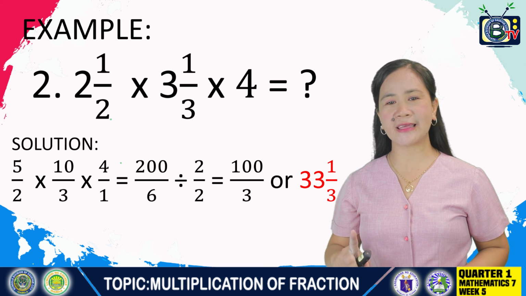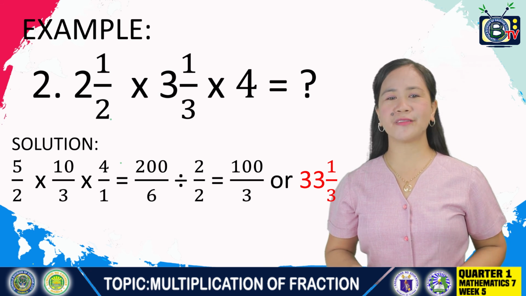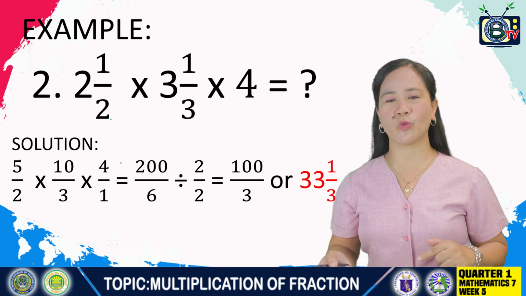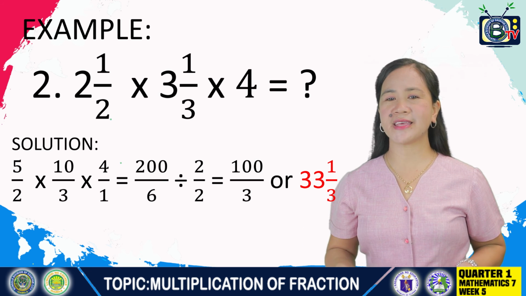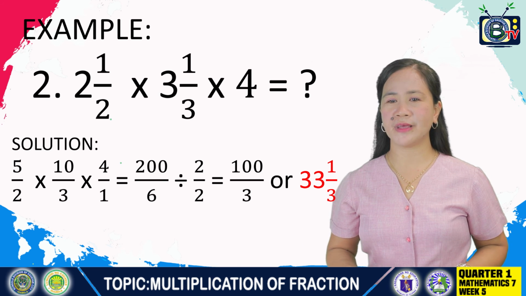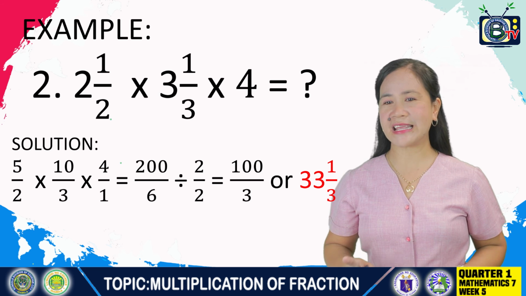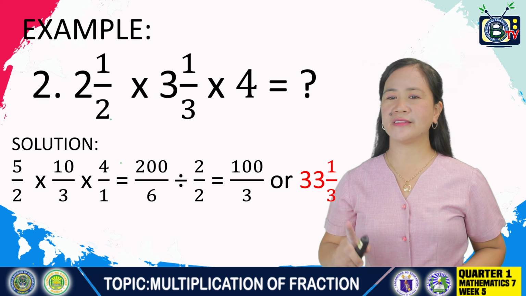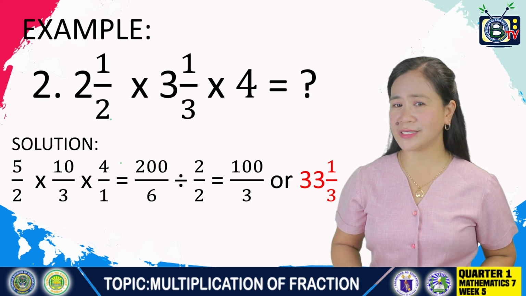Multiplying all the numerators, 5 times 10 times 4, that's 200. And in the denominator, 2 times 3 times 1 is 6. And then, simplify the answer to its lowest term. It's equal to 100 over 3. Or, as a mixed number, we have 33 and 1/3. Okay, did you understand, class?